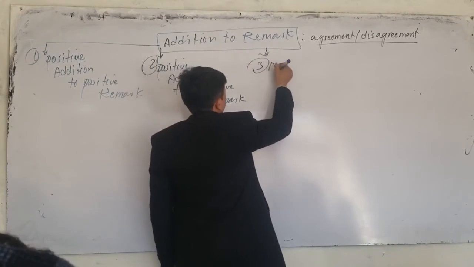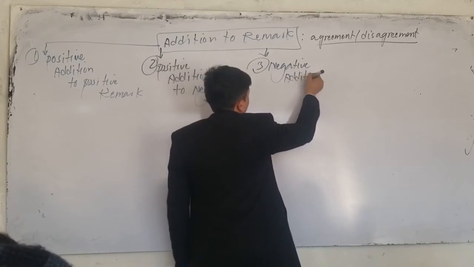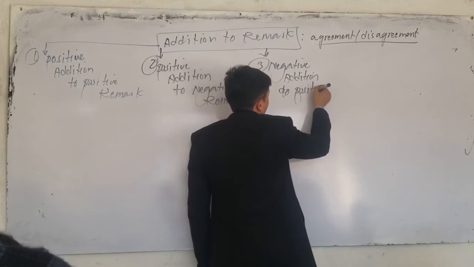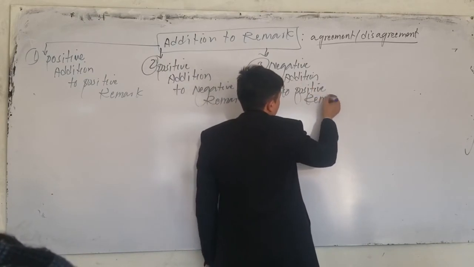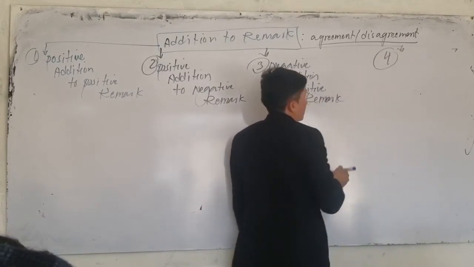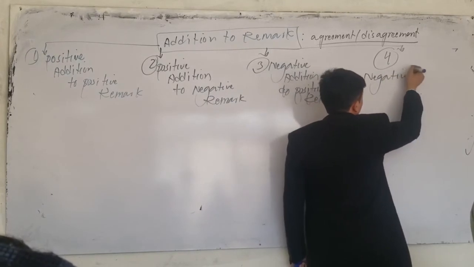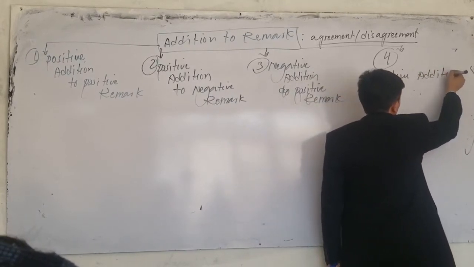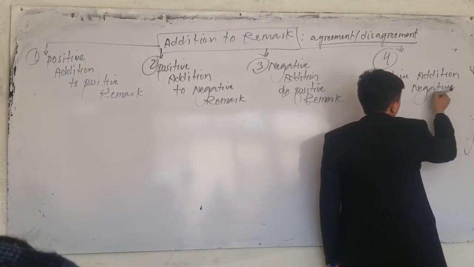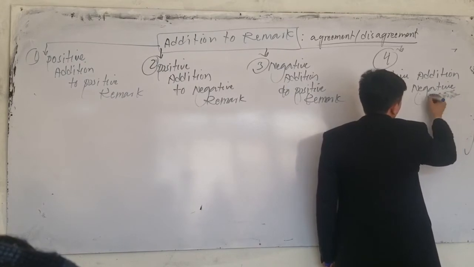Number 3. What is number 3? You want to say negative addition to positive remark. And the last one, what is the last one? Rule number 4. Both of them are negative. What do we say? Negative addition to negative remark. Now in this case again you want to say that you are the same.